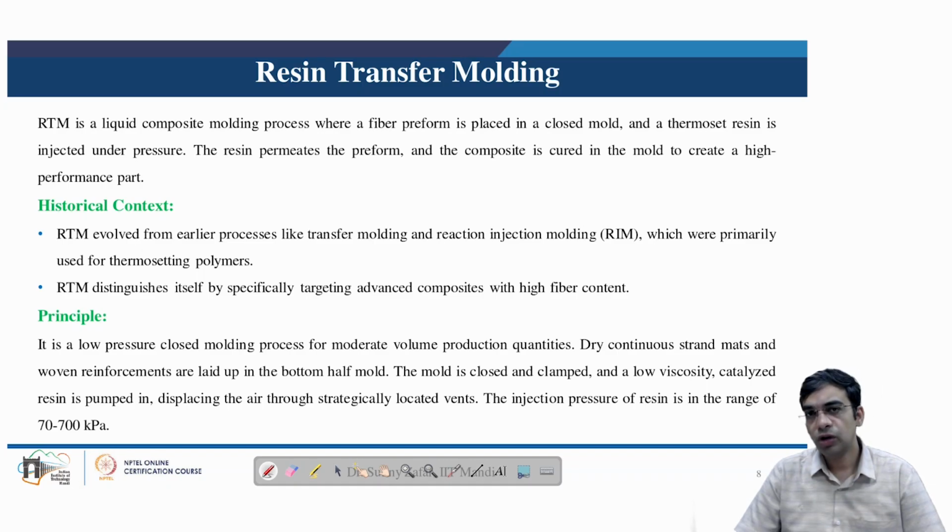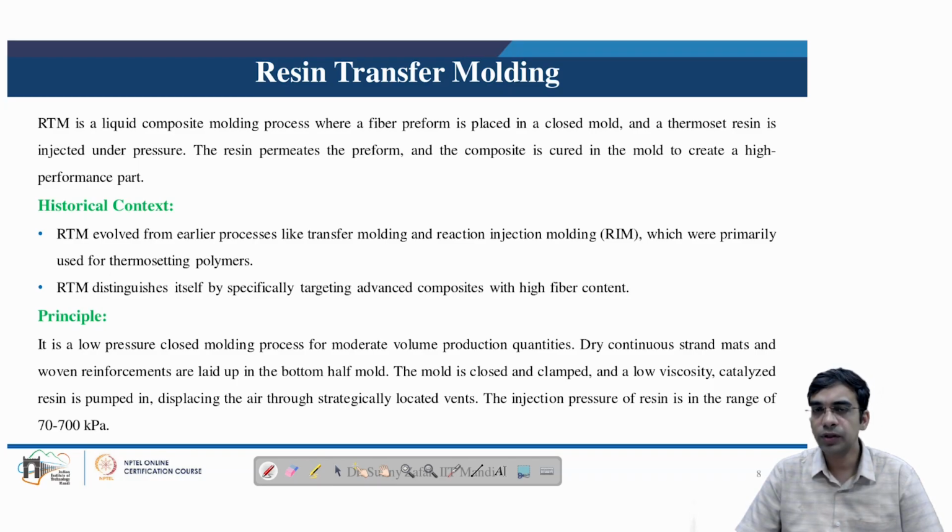The second job the high pressure does is to ensure the permeability, or permeating the resin, through the porous structure of the fiber preform. In terms of historical context, resin transfer molding has evolved from earlier processes like transfer molding and reaction injection molding, or RIM, which have primarily been used for thermosetting polymers. The RTM process distinguishes itself by specifically targeting advanced composites with high fiber content.